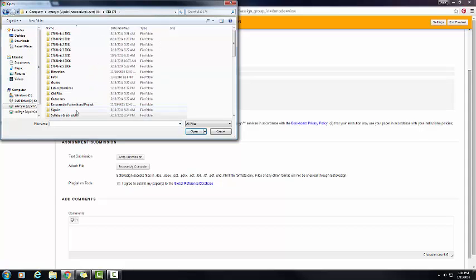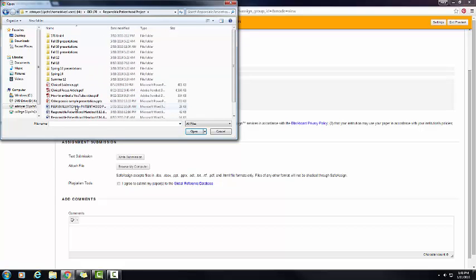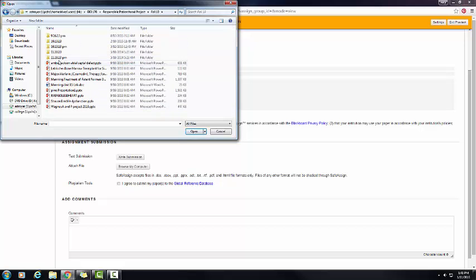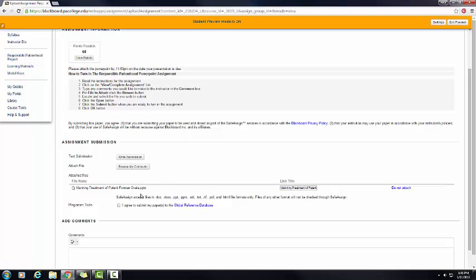So my PowerPoint is back here in my Responsible Patienthood folder, and I am going to pick my project that I'm going to post and open that. And you can see here that it says the Manning treatment of patent foramen ovale. There's the PowerPoint that this particular individual has saved. I'm going to agree to submit mine through SafeAssign so that we can check for plagiarism.